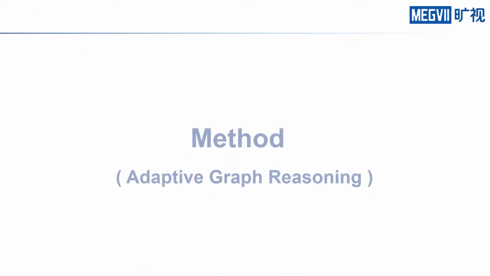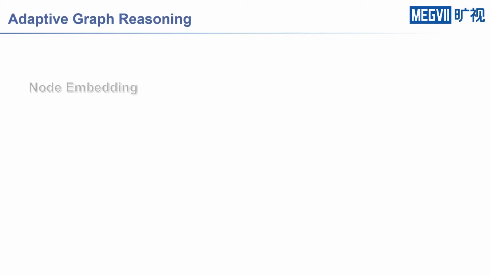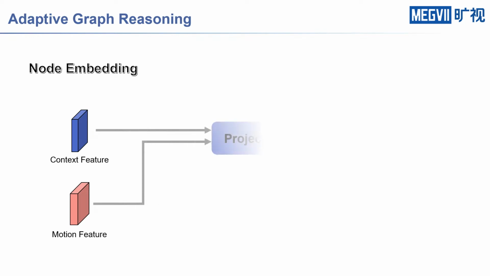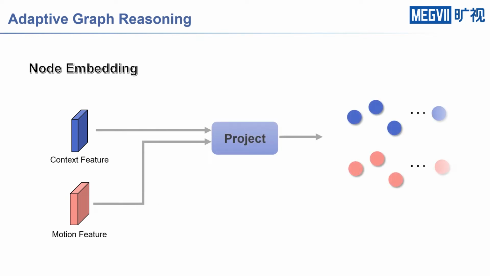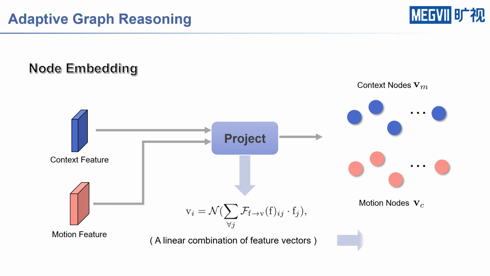Now we introduce the proposed adaptive graph reasoning flow network in detail. The first step is to project context and motion features in regular coordinate space into graph space. The project operation decouples positional information from the original grid feature, and makes the produced low-dimensional node feature representations more compact and with sufficient expressive power.